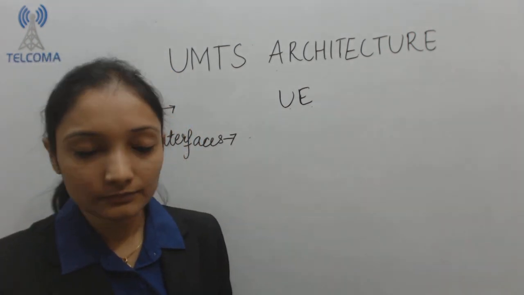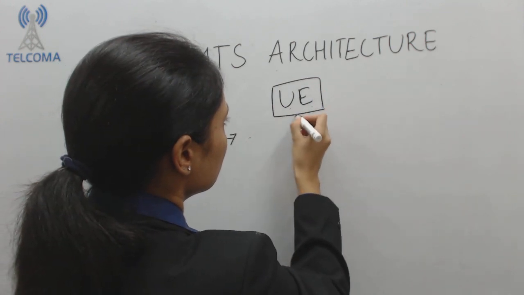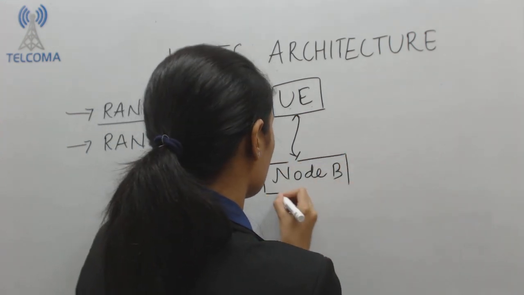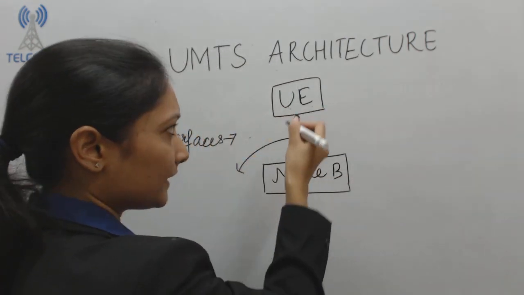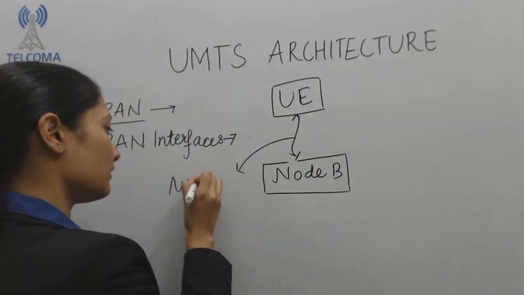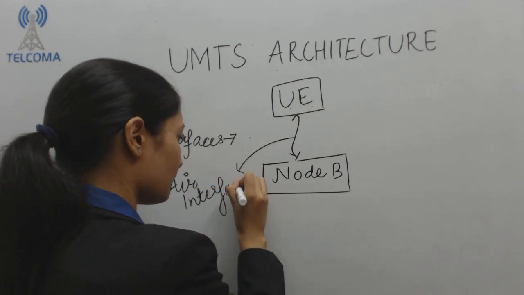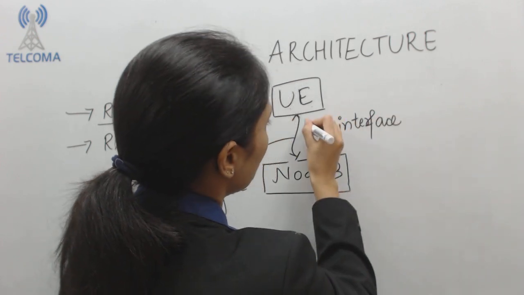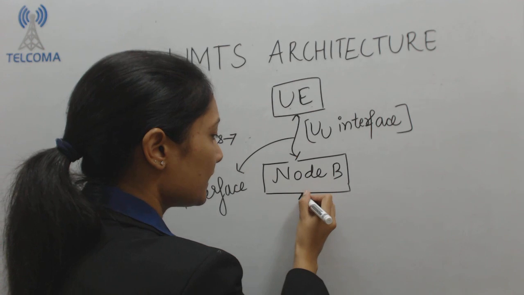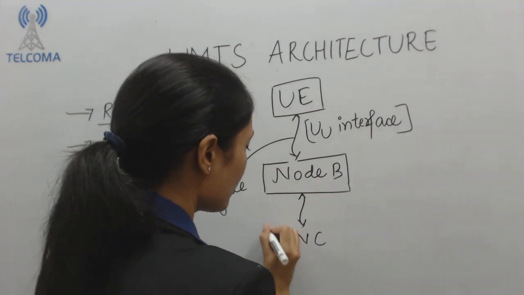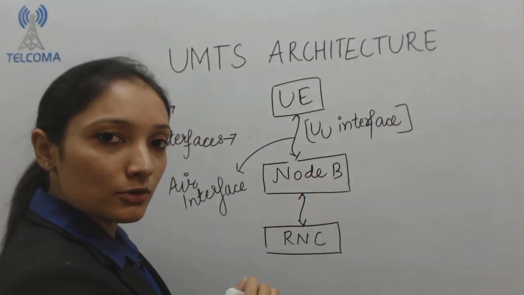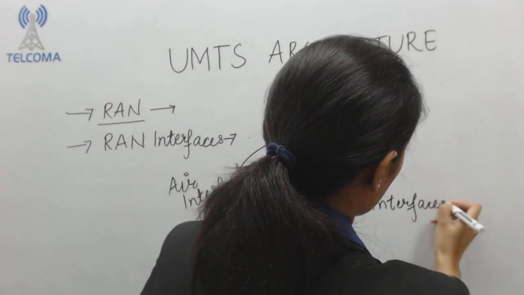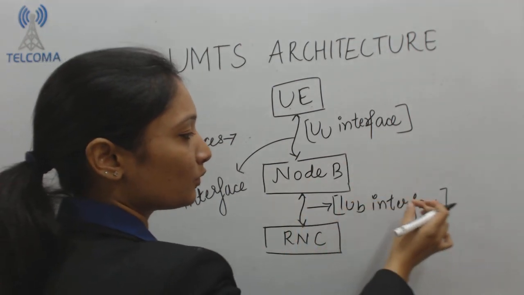Now after user equipment, we have node B. The interface between these two components, the user equipment and the node B, is, we know, the air interface, and the naming convention for this interface is referred to as the UU interface. Now, the next following component is RNC. Node B is connected to RNC. So, this is the IUB interface. The naming convention for the interface between node B and RNC is the IUB interface.